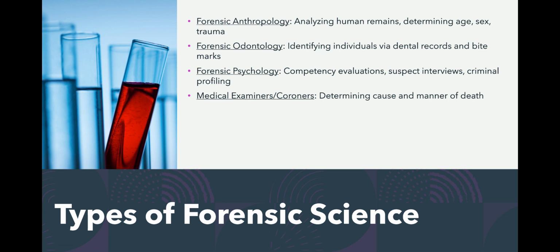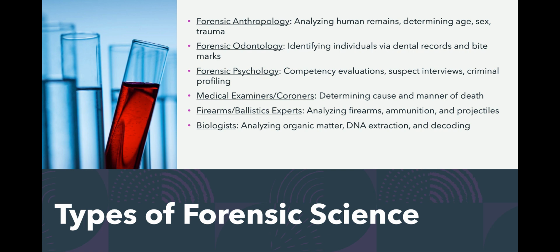Next, you have medical examiners or coroners. These play a crucial role in determining the cause and manner of death in suspicious or unexplained cases. Through autopsies and other medical examinations, they provide really valuable information to investigators. Then you have firearms and ballistic experts. These types of experts analyze firearms, bullets, ammunition that are fired, and they try to match them to a specific gun.